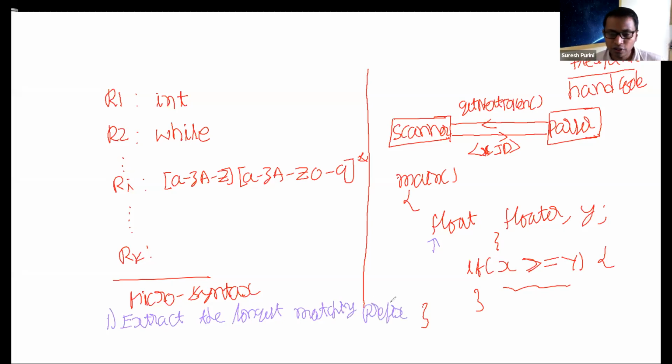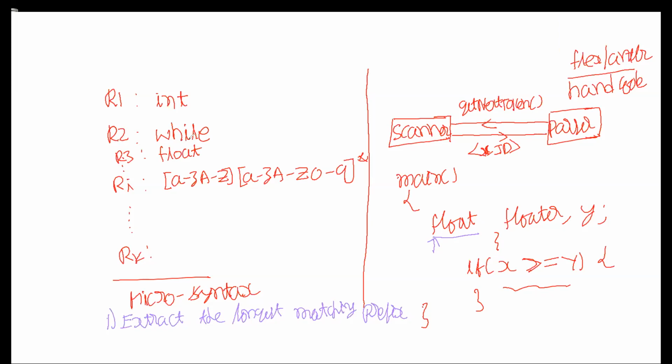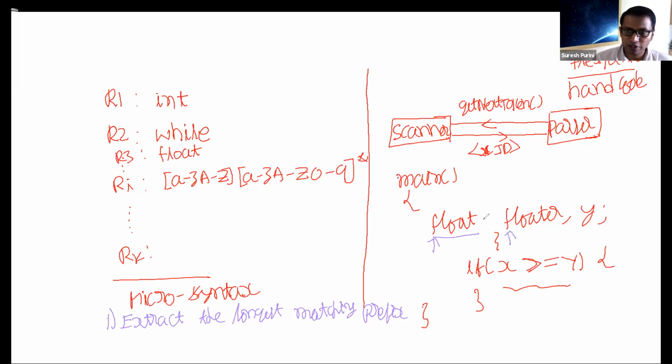If you don't apply this rule, then for example, the character F itself can form a token because it's a valid identifier. Similarly, the character L itself can form a token because it is described by the regular expression associated with the identifier token type. But when we apply the rule to extract the longest matching prefix, the scanner consumes all of float, which corresponds to the regular expression R3 here. Then it says the next token is float, returns it to the parser, and it is a keyword.